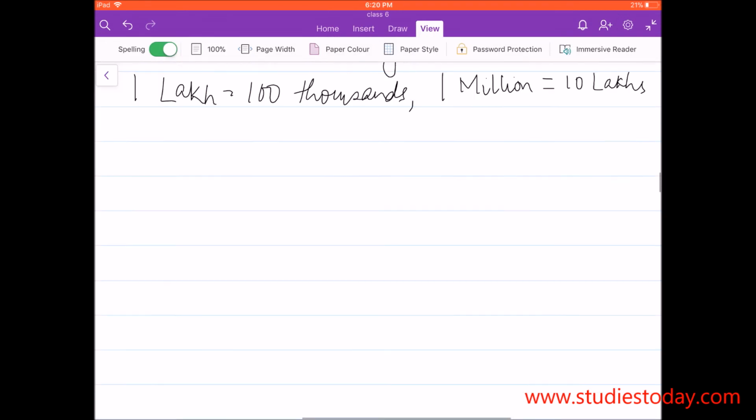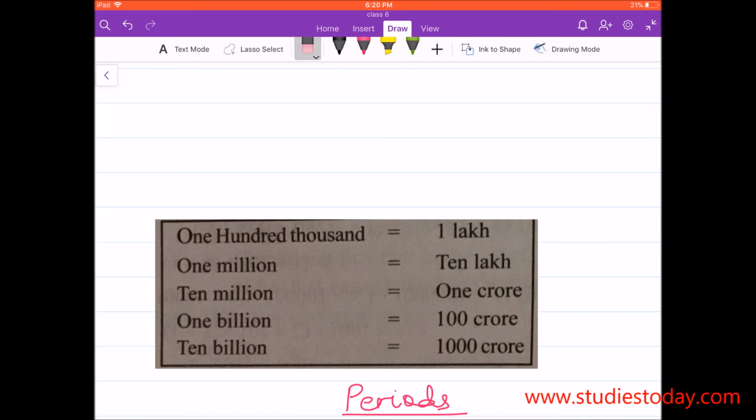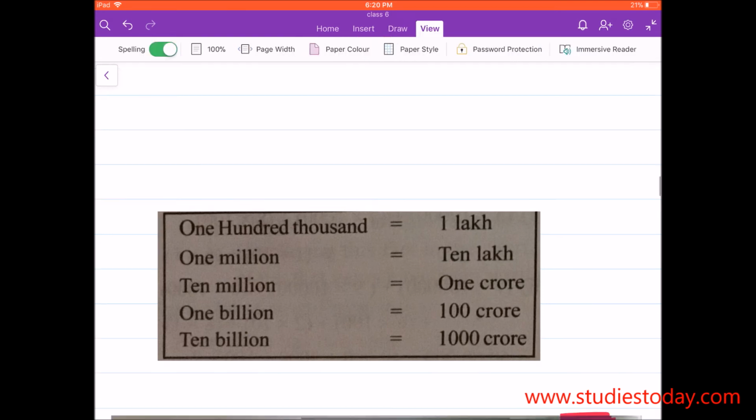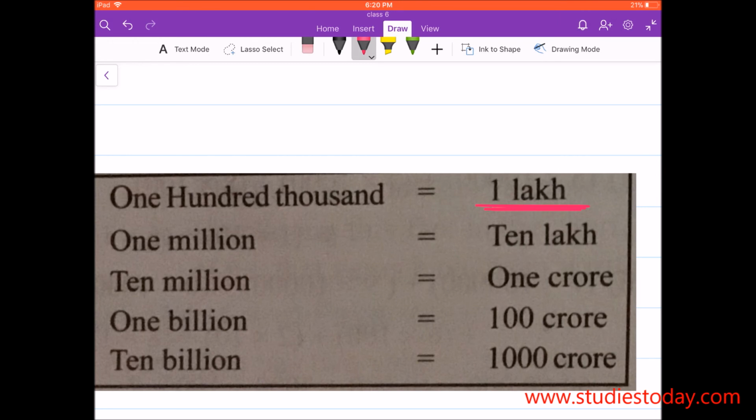Okay, so we can summarize this, and it is a very important part, so you should remember it: 100,000 is 1 lakh, 1 million is 10 lakh, 10 million is 1 crore. Billions and 10 billions are also written, but normally in the numbers you are using in class 6 you will not be using them, but you can always extend the system ahead and work it out.